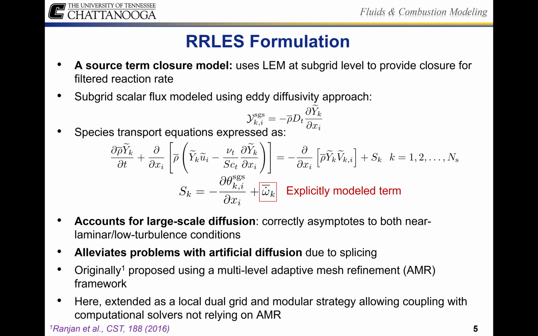The subgrid scalar flux, or the Y_k SGS, now requires a closure, and a conventional gradient hypothesis is used, as is seen in this first equation, where the eddy diffusivity, or D sub t, is obtained from the eddy viscosity. A major disadvantage here is that in the turbulent flows where SGS closure is necessary, only gradient transport is allowed, and hence counter gradient effects cannot be accounted for, unlike in LEMLES. With this closure for the subgrid scalar flux, the species transport equation can be arranged as is seen here.